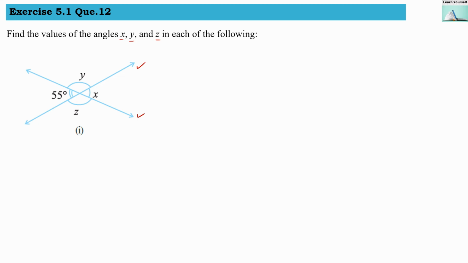Because of this intersection we have four angles, and angle Y and angle Z are vertically opposite to each other, whereas the 55 degree angle and angle X are vertically opposite to each other. Vertically opposite angles are equal in measure. So that's why 55 degrees equals X. And the reason is that they are vertically opposite angles.